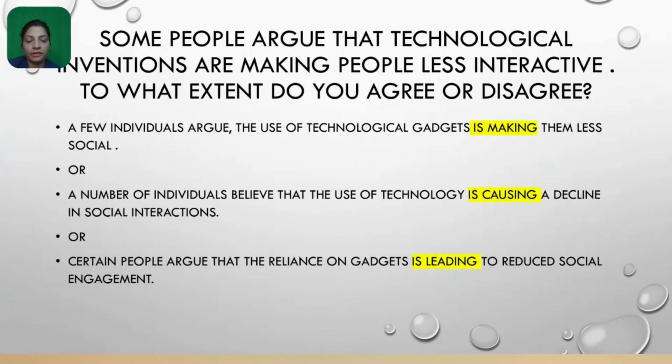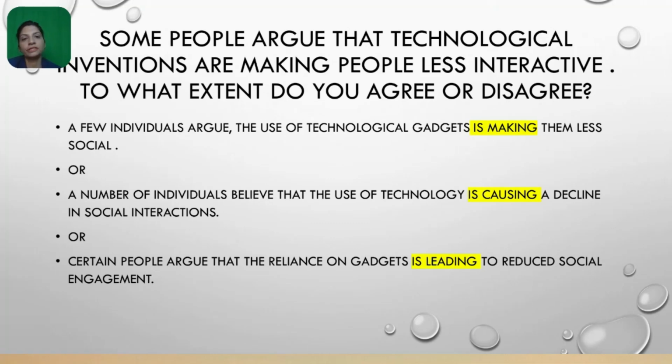Question is, some people argue that technological inventions are making people less interactive. To what extent do you agree or disagree? Now, I have written this essay with partial agreement. I will discuss the thesis later. First, I'll discuss the paraphrasing part.